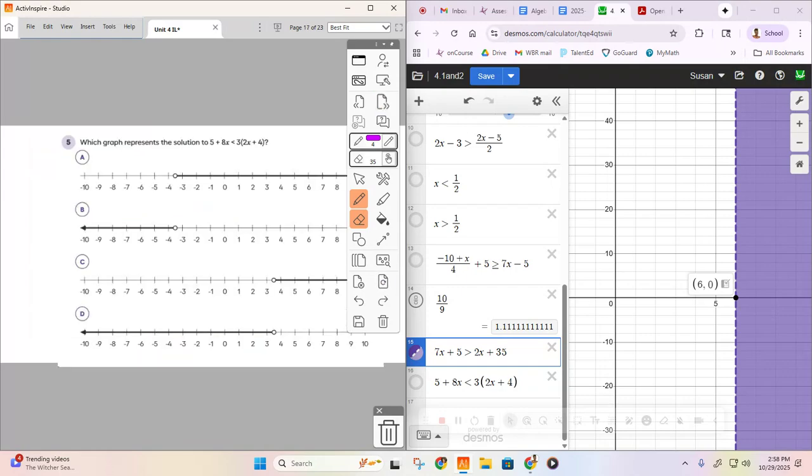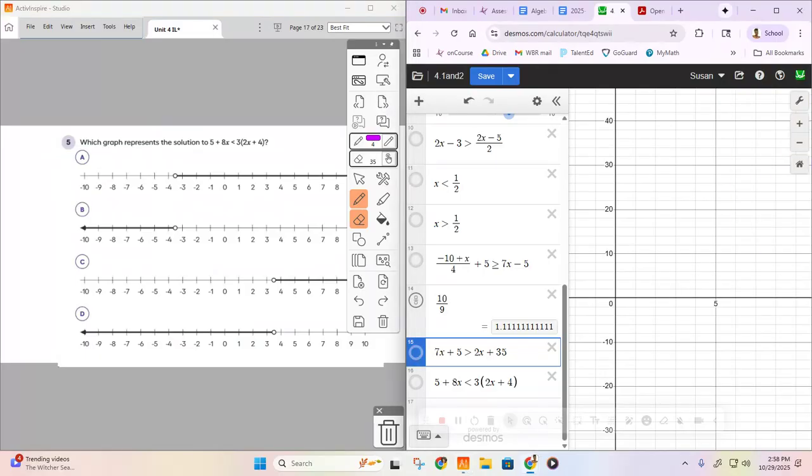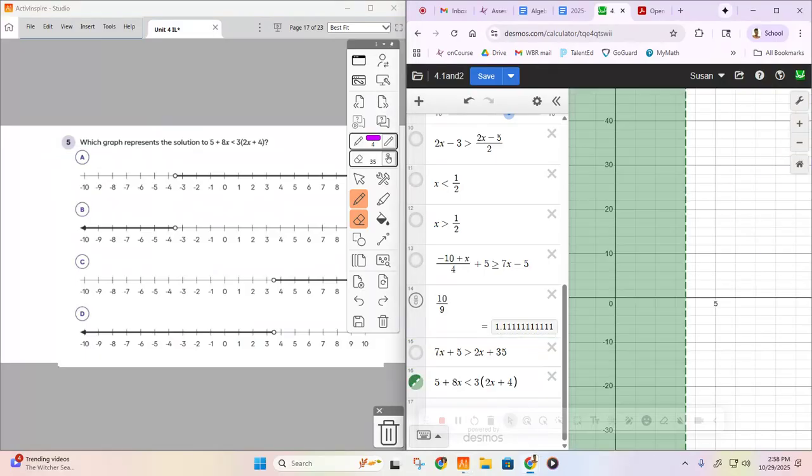All right, the last one right here, when you type it in, it's at the positive 3.5. Remember, these are the negatives. So I know it's at the positive 3.5, and it's being shaded to the left, so it's D. All you're doing is matching that one.